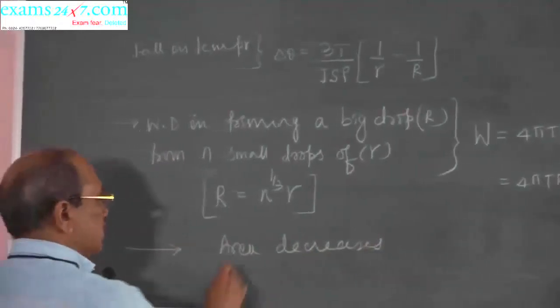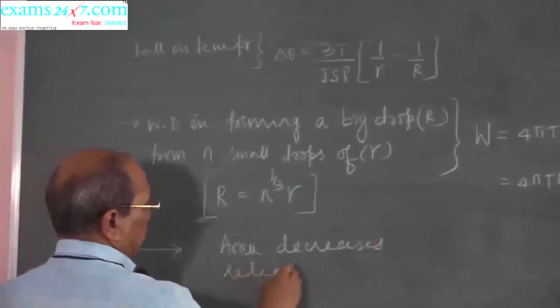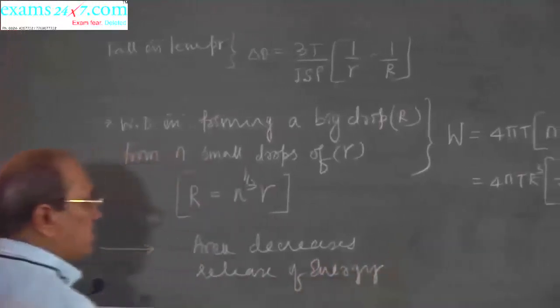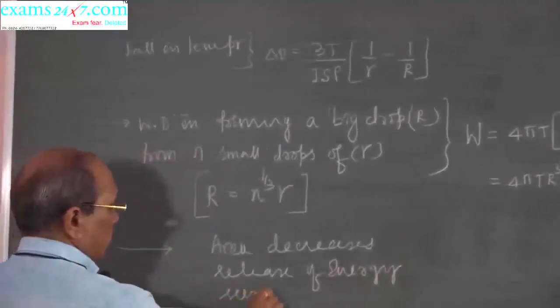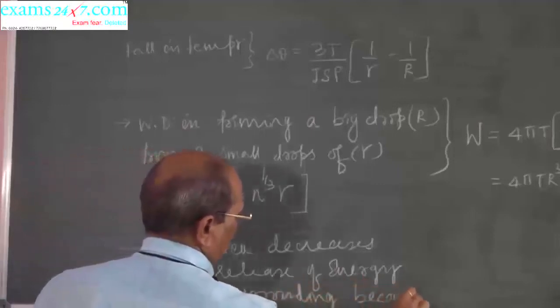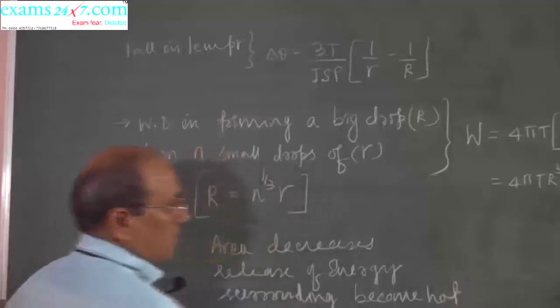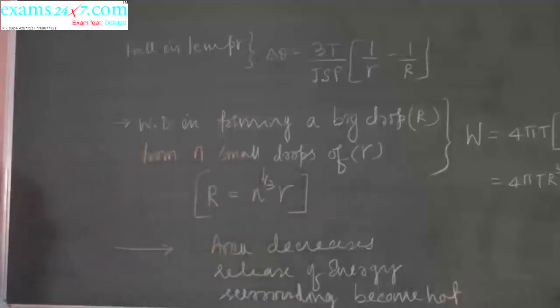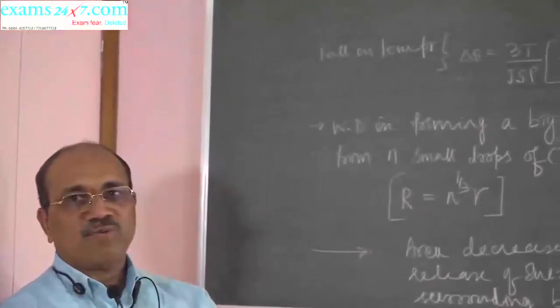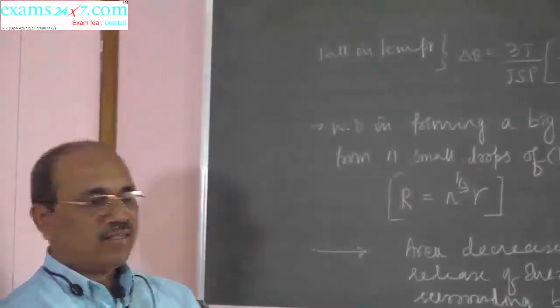When area decreases, there is a release of energy from the system. The surroundings become hot. When Boondi Laddu is constructed, the palms are found to be very warm. Why? The reason is this.